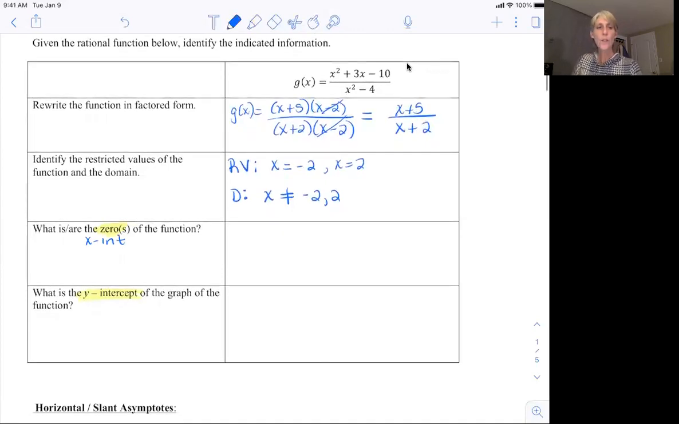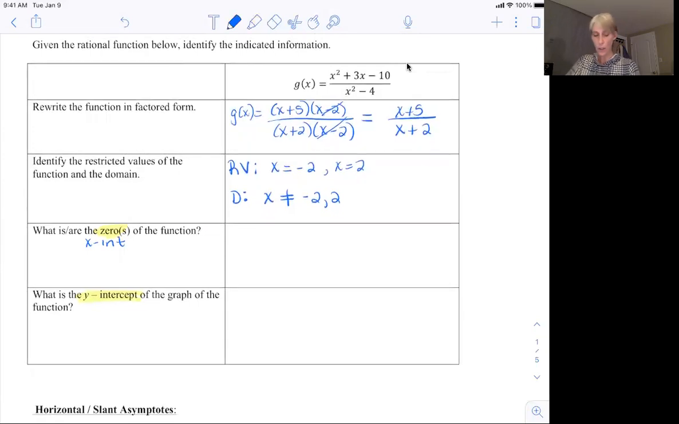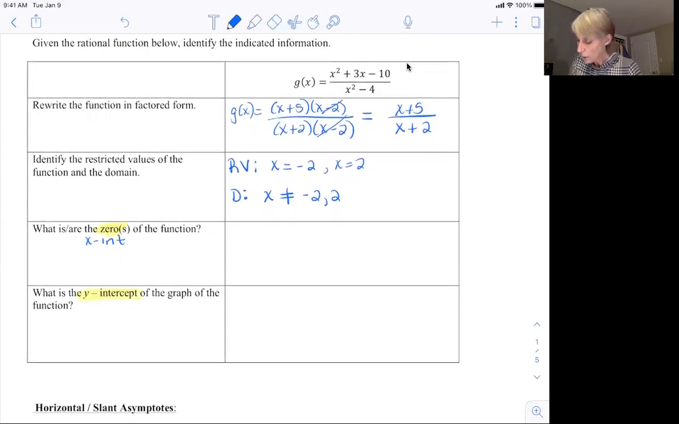So when we're looking for the zeros of any function, we want to remember we set the function equal to 0 and solve for x. Okay. So if we set this function equal to 0 and solve for x, we're going to see right away that one of my solutions is not going to work in the function.